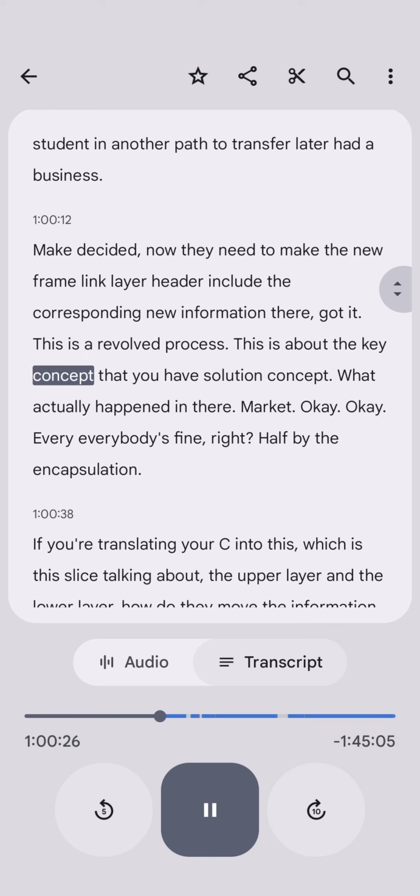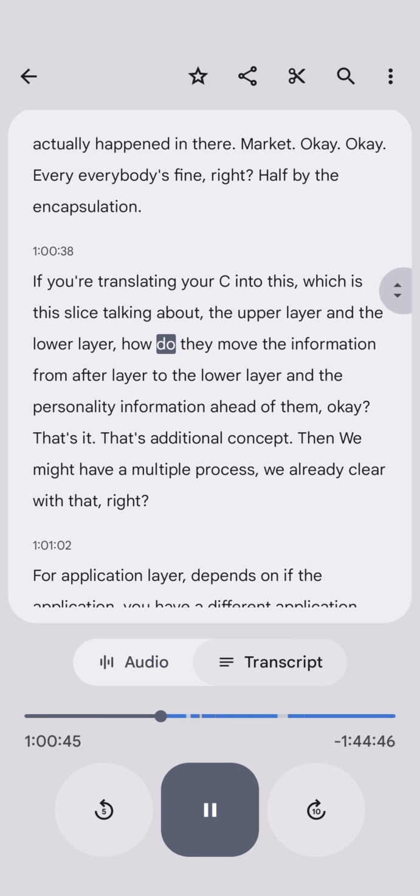This is one of the key concepts, the encapsulation concept, what is actually happening there. It's really, really important. Okay? Everybody's fine, right? Talking about encapsulation, if you translate your C into this slide, which talks about the upper layer and the lower layer, how do they move the information from the upper layer to the lower layer, adding the corresponding information, this header there. Okay, that's the encapsulation concept.